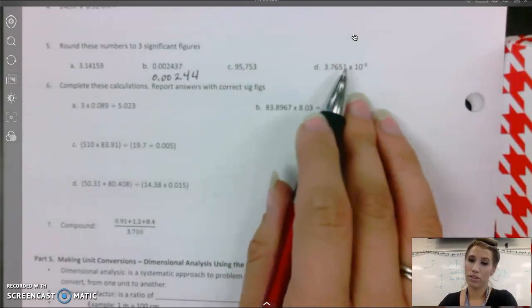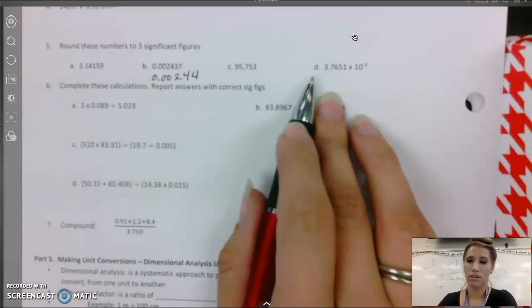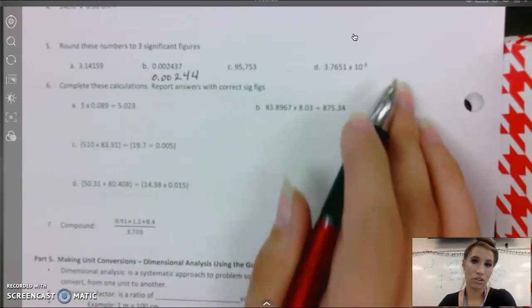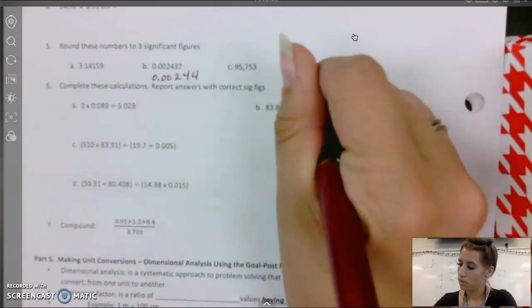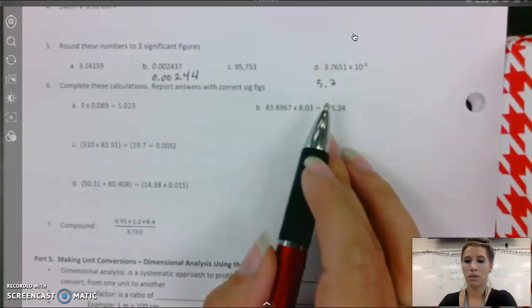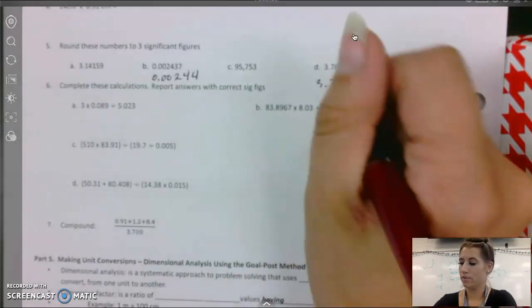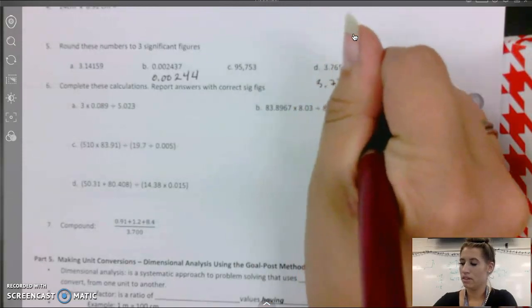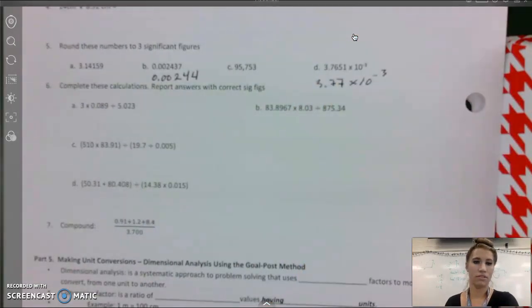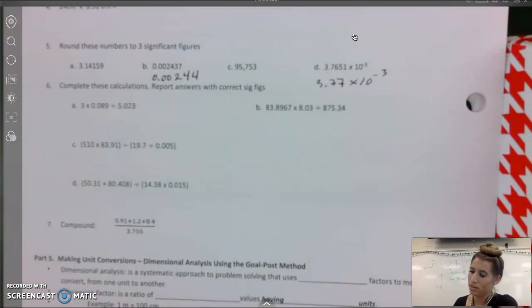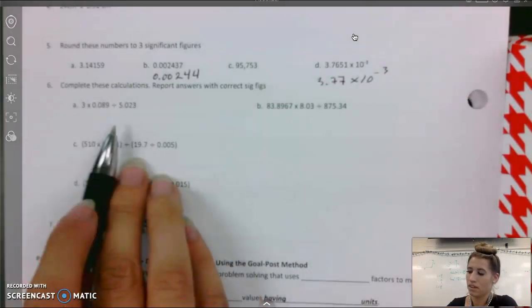Okay. Now let's look at this one here. Remember our coefficient numbers, those are where our sig figs lie. The times 10 numbers are not significant. So this would be 3.76, but then the 5 will have us round up that 6 to 7 times 10 to the negative third. Okay.